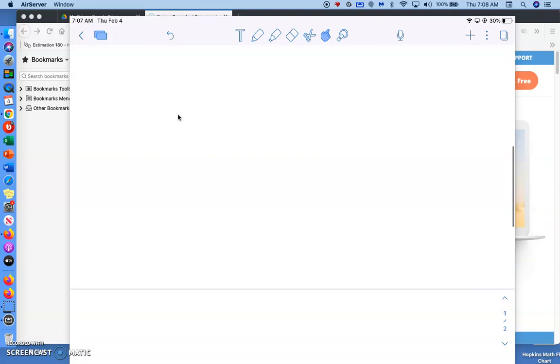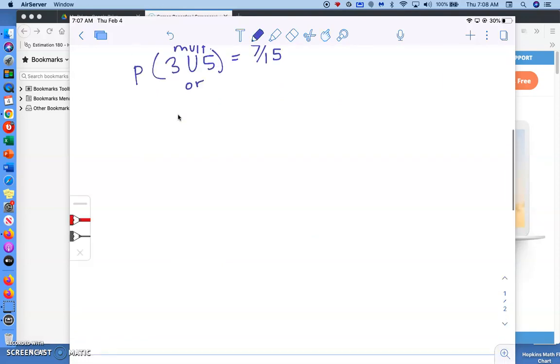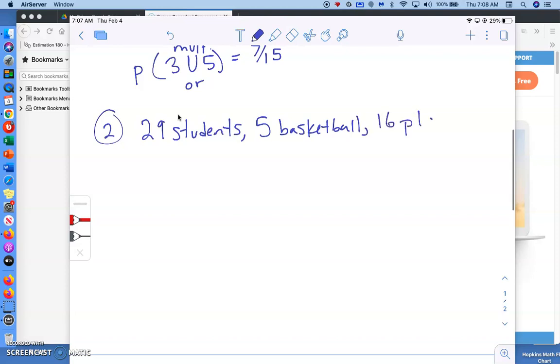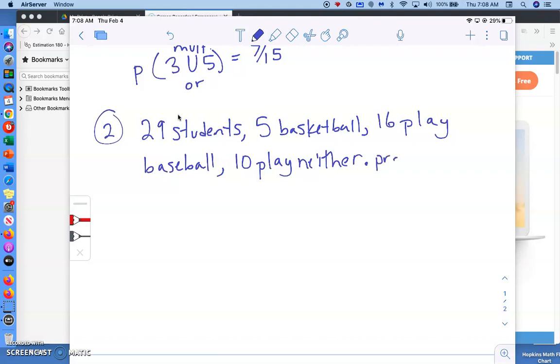So the next one we're going to take a look at, and again, we're going to take a look at maybe 4 problems today. Let's say in a class of 29 students, 5 play basketball, 16 play baseball, and 10 play neither. And you want to find the probability that they play both.